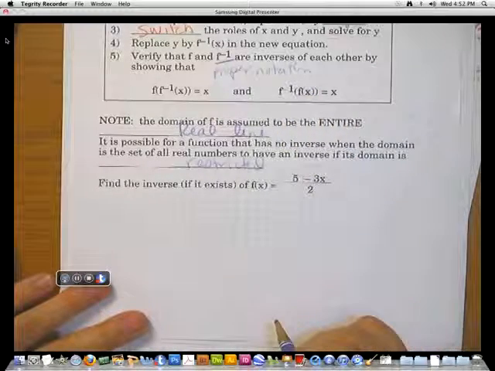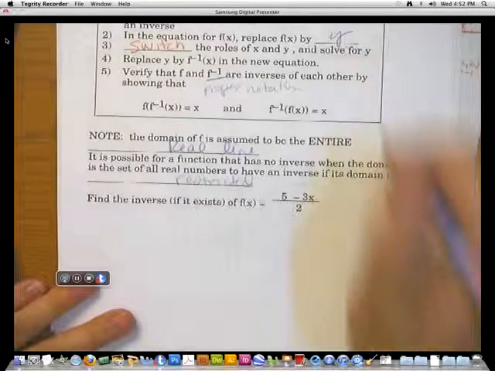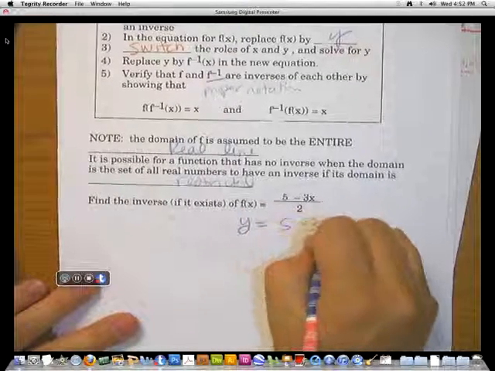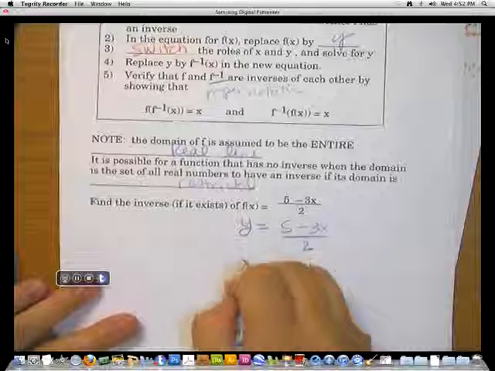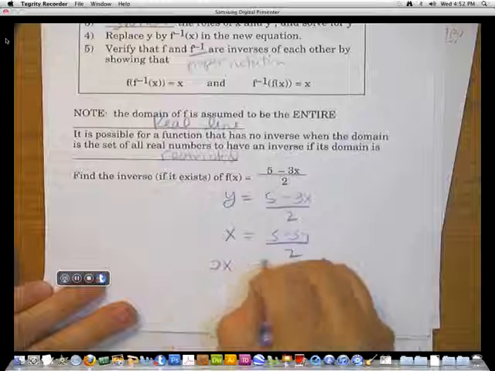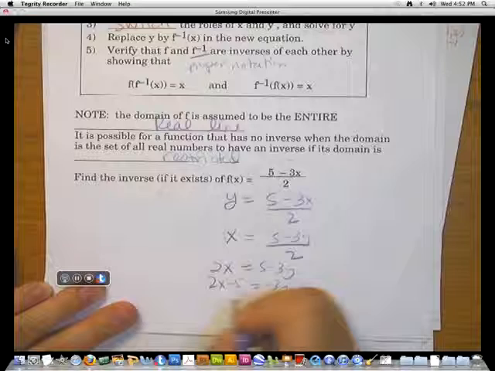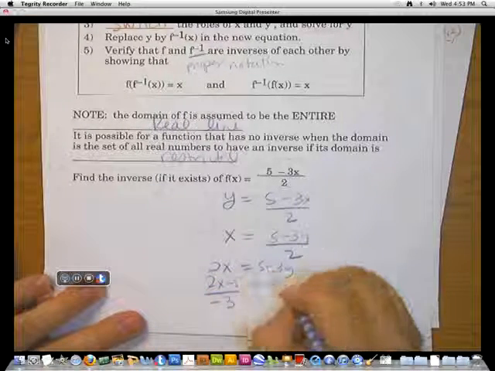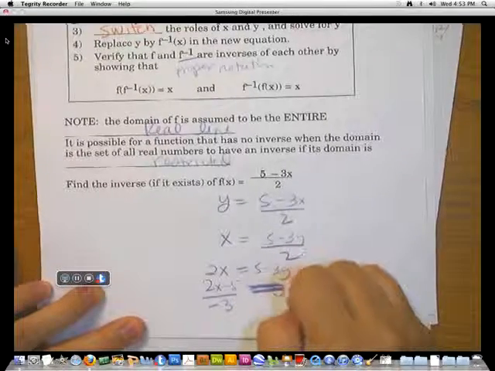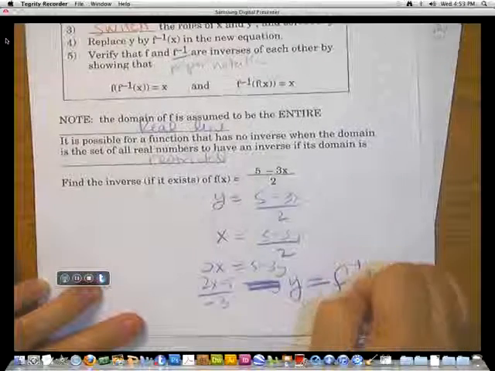So here's a function. We're going to find its inverse. The way we're going to find its inverse is we're going to do it algebraically. We're going to make f of x y. We're going to switch our x and y. And now we're going to solve for the new y. So I'm going to multiply by the 2. I'm going to subtract the 5. And divide by the -3. And so that's going to equal my y, but proper notation says that that's actually f inverse.